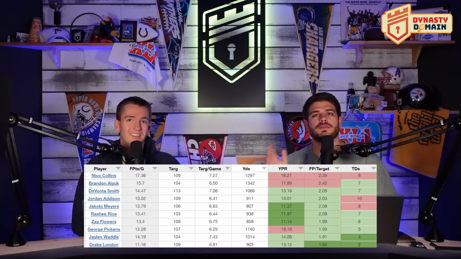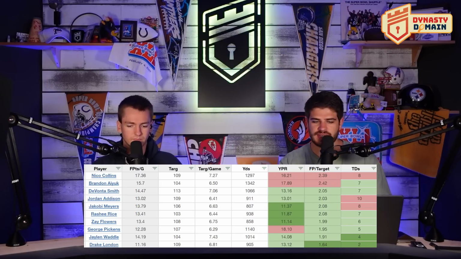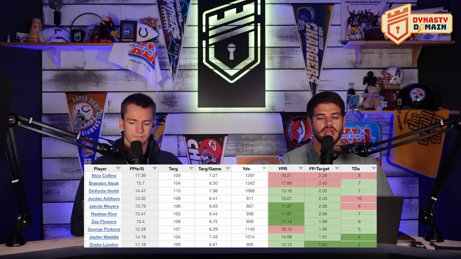And again, that's fantasy points per target. So that doesn't count against Jalen Waddle when he's not playing, because he's not getting targets when he's not playing. Correct. So that's all encompassing in terms of when he was on the field, how fantasy efficient was he? And look, Nico, 16 yards per reception, 2.4 fantasy points per target, and 8 touchdowns. All 3 of those metrics are considered not sustainable for this range of targets.